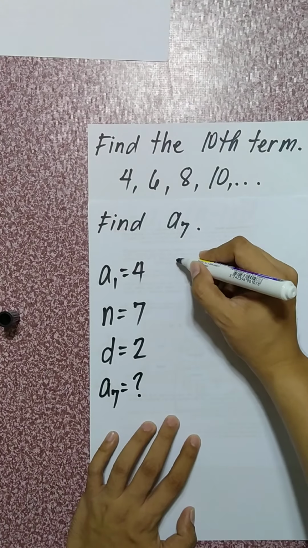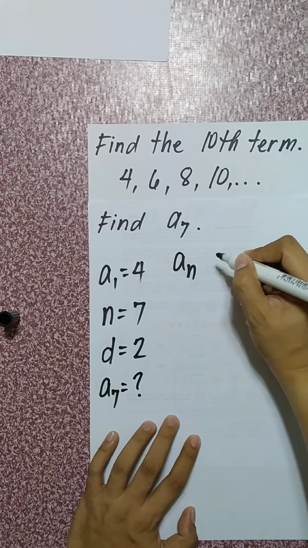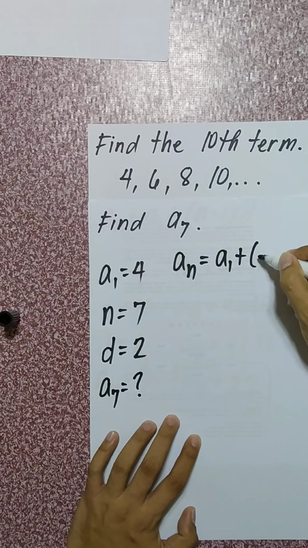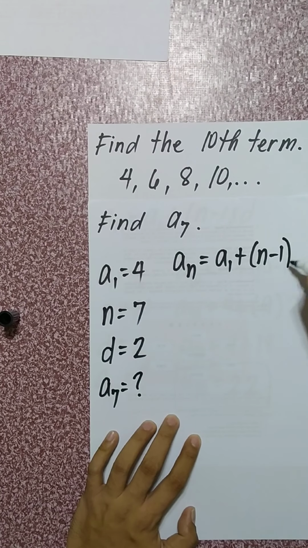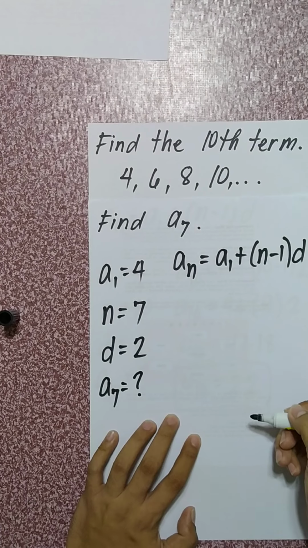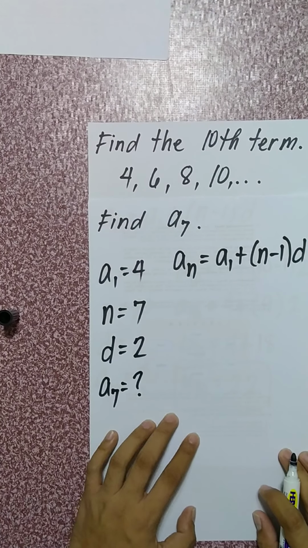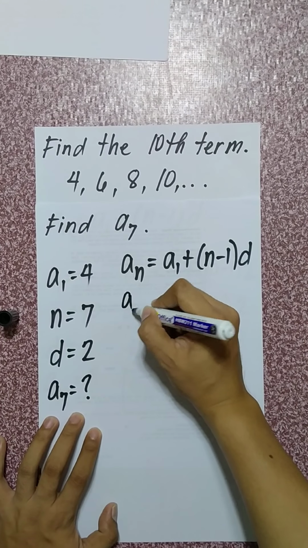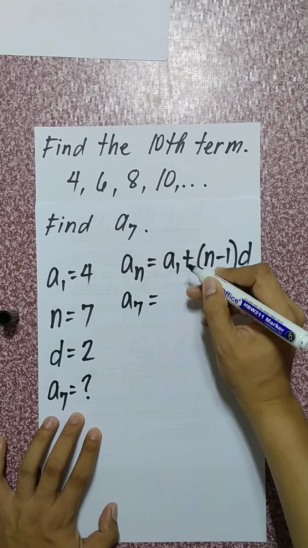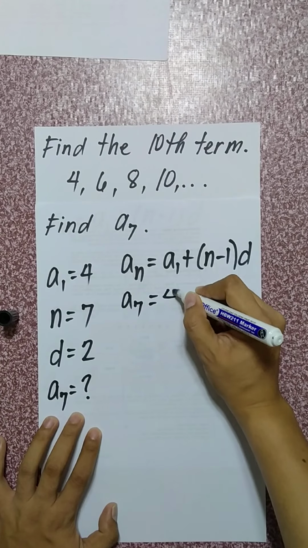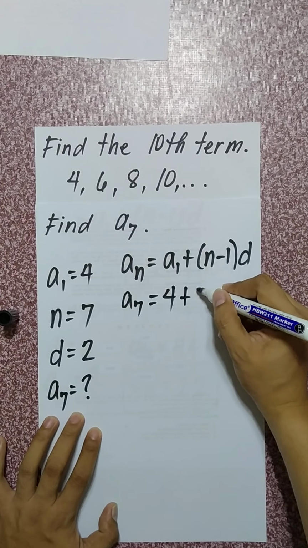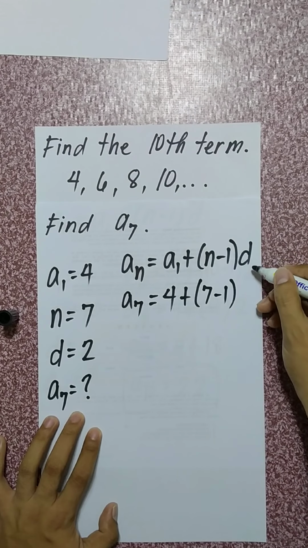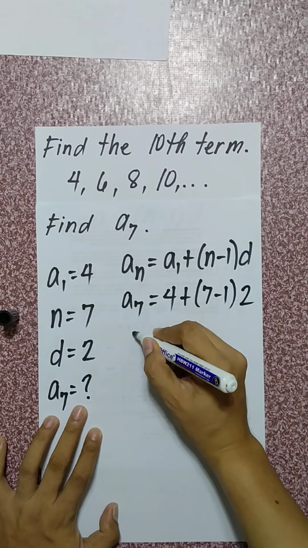Then, recalling our formula, a sub n is equal to a sub 1 plus the quantity n minus 1 times d. So we have a sub 7 is equal to the value of a sub 1, 4, plus the value of n, 7, minus 1, times the value of d, 2.